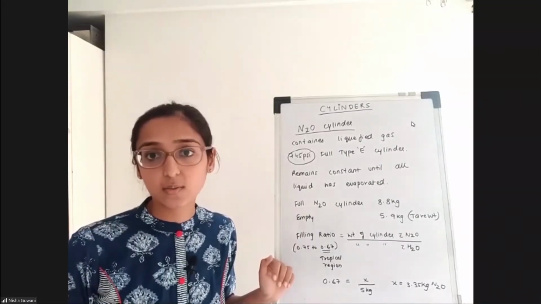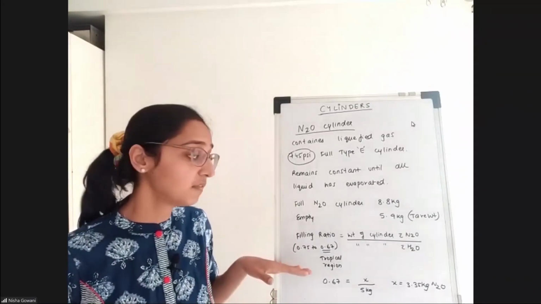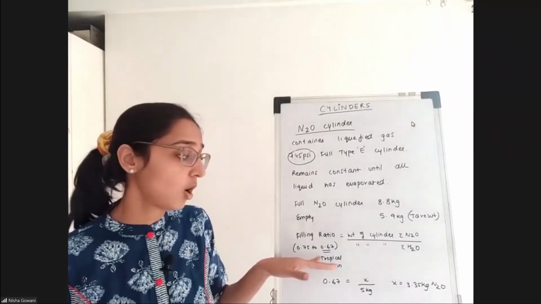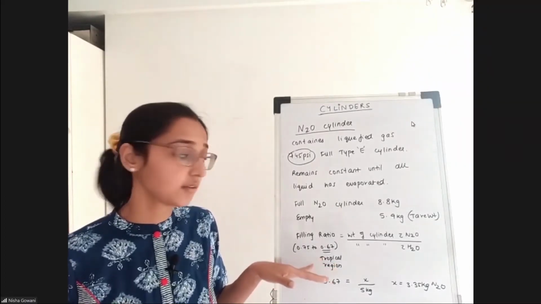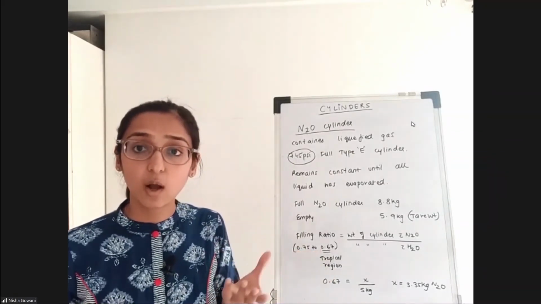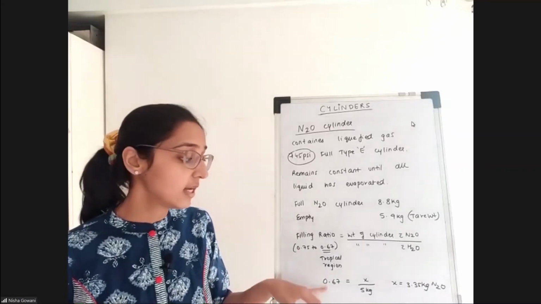But that is not the case for the nitrous cylinder. We have to look at the filling ratio. So the usual filling ratio of a nitrous cylinder is 0.75 to 0.67. In the tropical region, the filling ratio that we take is 0.67. So if we want to calculate how much nitrous oxide should be filled in the cylinder, this is the formula.